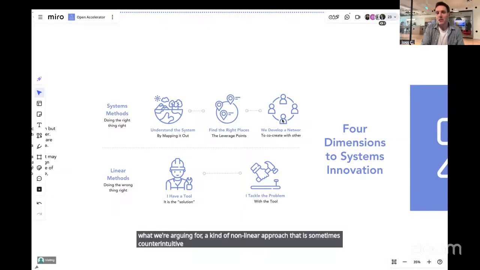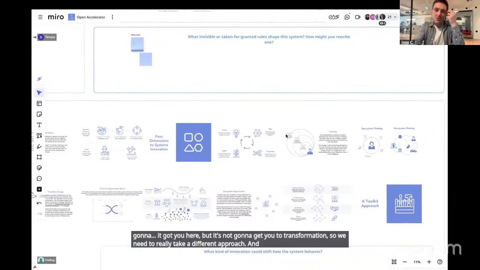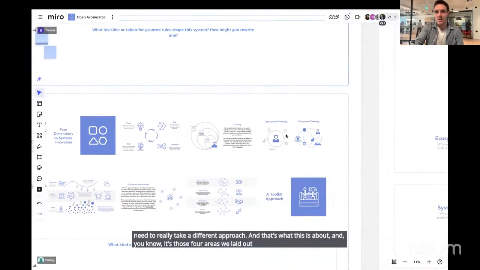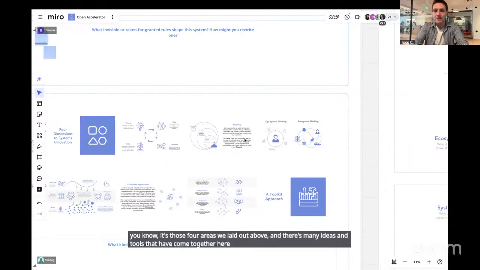And that's why we actually need that awareness thing, so that we surface people's assumptions, help them recognize the linear approach is not going to, it got you here, but it's not going to get you to transformation. So we need to really take a different approach. And that's what this is about. And it's those 4 areas we laid out above, and there's many ideas and tools that have come together here.